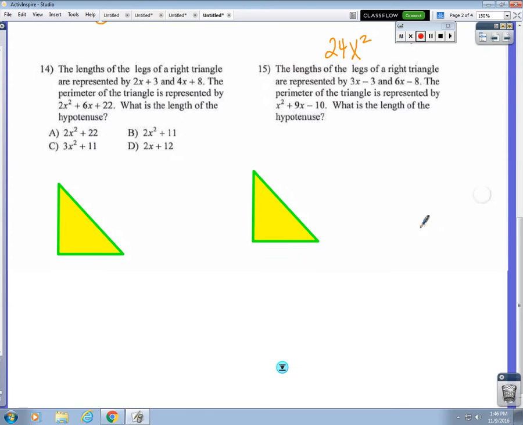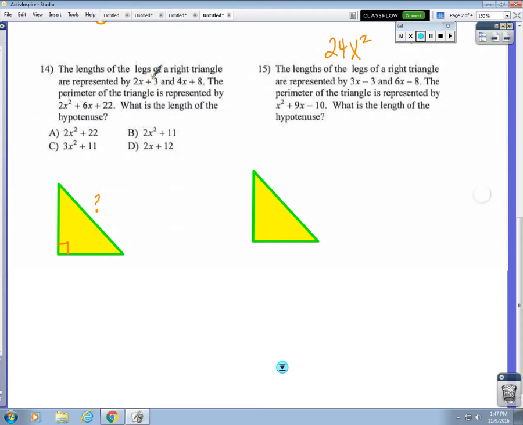Okay, number 14. The lengths of the legs of a right triangle are represented by 2x plus 3 and 4x plus 8. The perimeter of the triangle is represented by 2x squared plus 6x plus 22. What is the length of the hypotenuse? Okay, well with this right triangle, which side is the hypotenuse? Kiara, which side is the hypotenuse? The big side, the longest. Isn't this the right angle and the hypotenuse is always the one across? So this is the unknown side. We don't know that, we're trying to find the length of it.